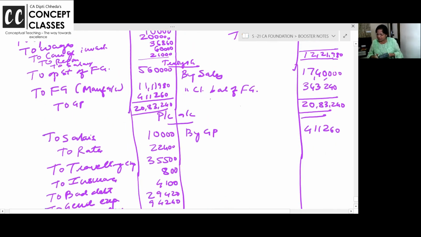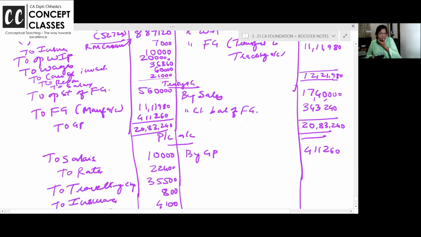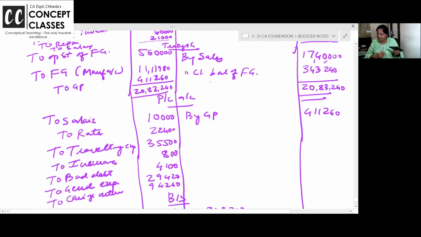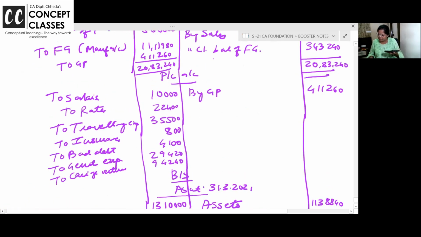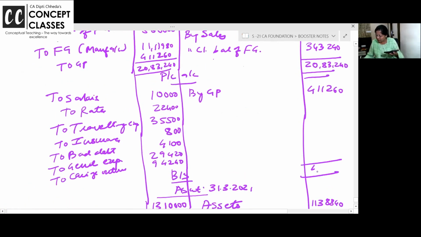Anyone in the class who is not getting the GP? Two minutes I am waiting. Sab total karo, manufacturing account ka and all, trading account. Are you all getting the GP? Chalo. Now bring the GP down. Do the total 4,11,260 on both the sides and you get the net profit.